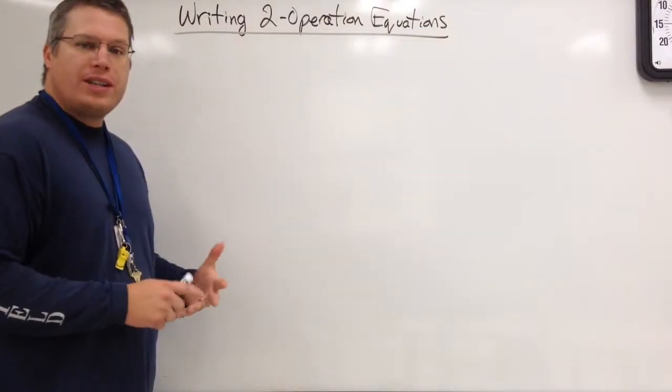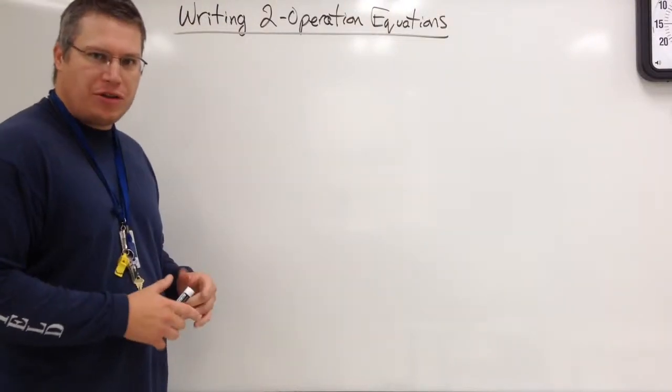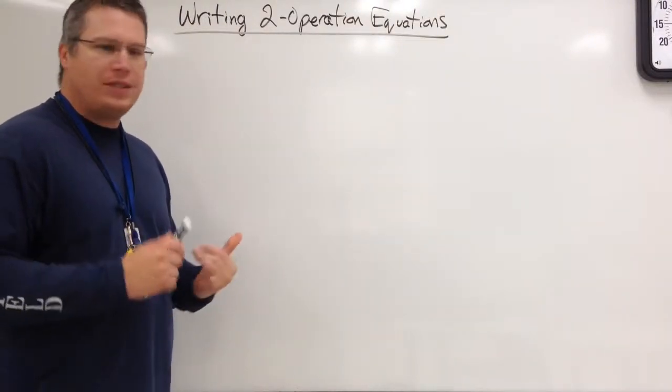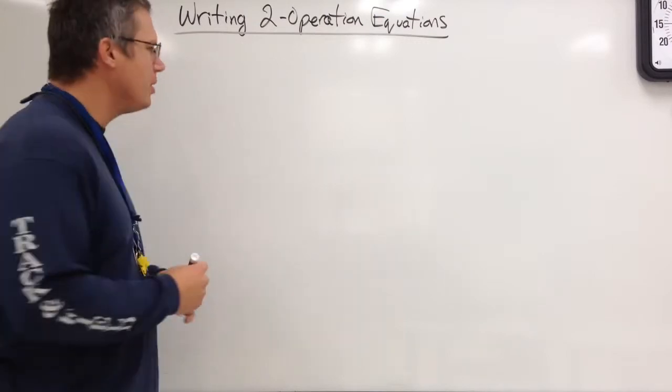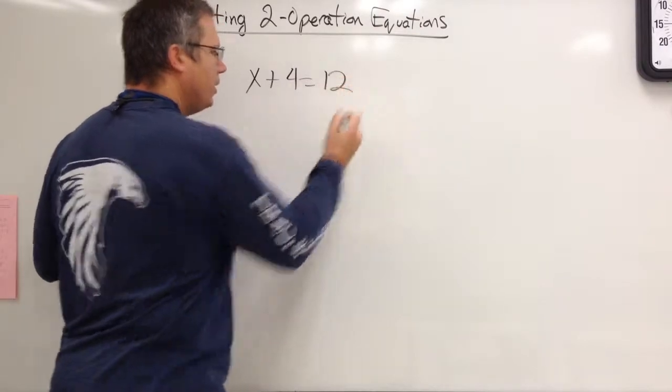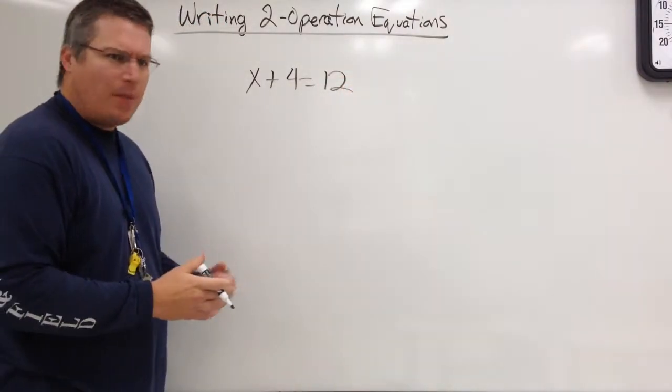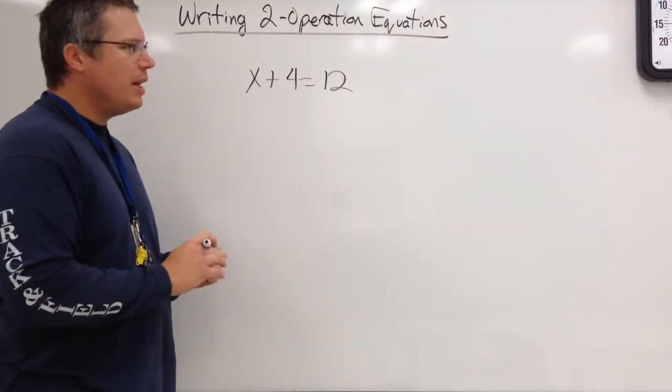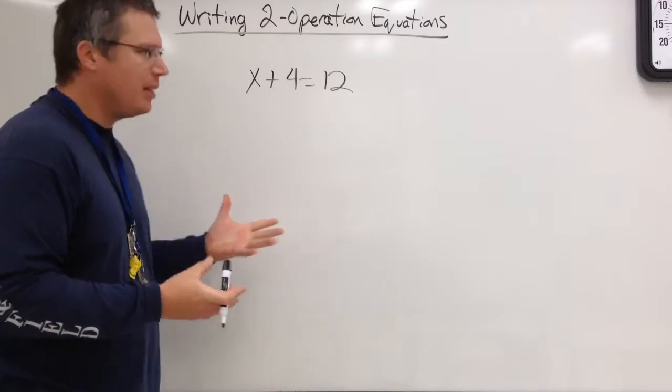In this lesson, we're going to take a look at writing two operation equations. Now, we've seen single operation equations, X plus 4 equals 12. I'm not going to spend a lot of time writing these out because the simple sentence would be something similar to this.